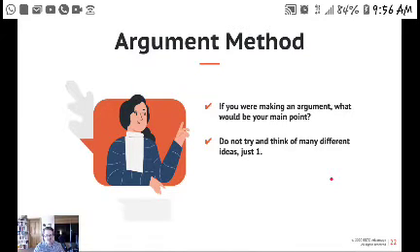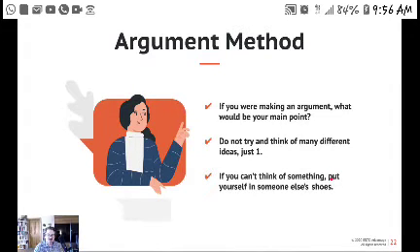Just one. If you were making a strong argument, what would your main point be? If you can't think of something, put yourself in someone else's shoes. So often I'll work with people and they'll say, I don't know anything about this topic. I've never experienced this. So for this question, they might say, I'm not a working person, or I don't exercise, or I don't have health problems.